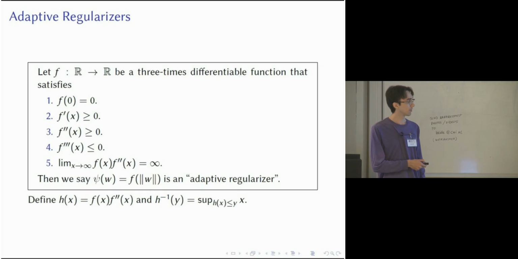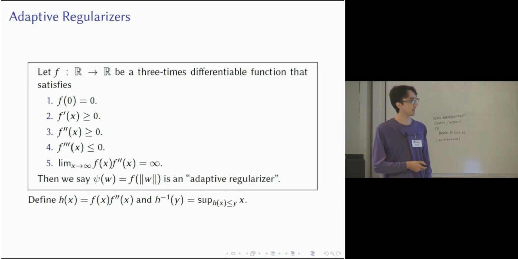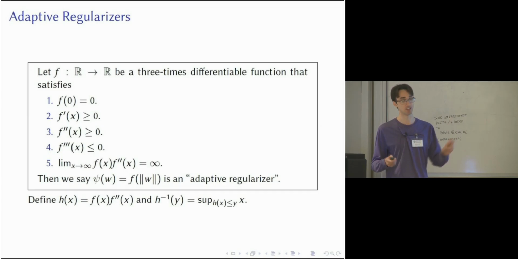Now, we define psi, the base regularizer, to be f applied to the absolute value of w. And we call this type of psi an adaptive regularizer, because adaptive is a cool word, and we're going to use it to make algorithms that adapt to these unknown parameters. So we also need this function h, which is f times f double prime. And I really defined h only so that I could talk about h inverse, which is going to show up in our analysis. And this is really why we needed this condition 5, because h might not actually be invertible, but under this condition that this limit goes to infinity, we can define a kind of pseudo-inverse, which suffices for all the purposes that we're going to need.